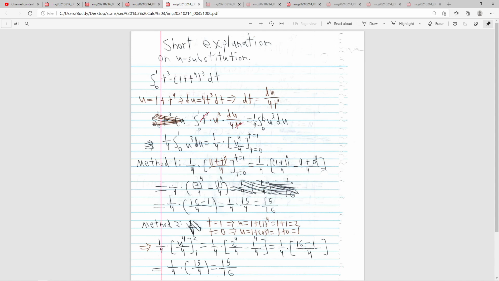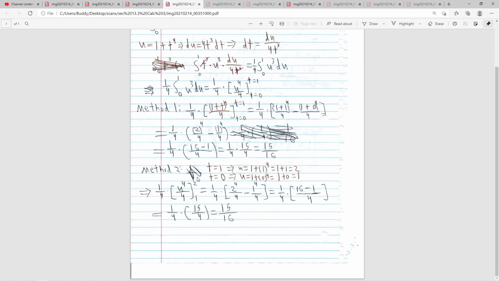So u to the 4th divided by 4, with limits t equals 1 and t equals 0. I put t equals here to emphasize that we have to do something about that. So we either put it back into terms of t. u equals 1 plus t to the fourth, so this should be 1 plus t to the 4th, all to the 4th power. I did not write that clearly, but it doesn't change that. And in the end, you get 15/16 by following through my detailed work.